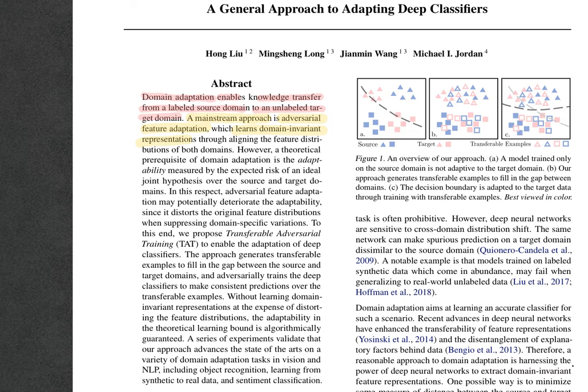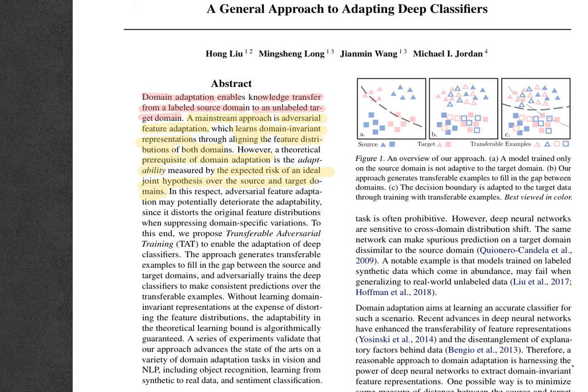How does it learn it? It aligns the feature distribution or PDFs of the features of both domains. Now, in order to talk about the limitation of this traditional approach, which this work is specifically trying to target, they open up with the prerequisite of the domain adaptation, which is the adaptability. And how is adaptability measured? It is measured by the expected risk of an ideal joint hypothesis over the source and target domains.